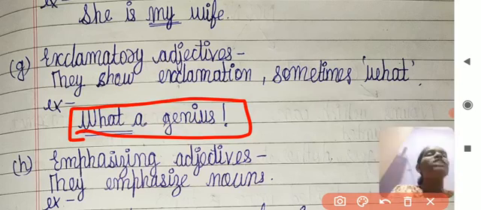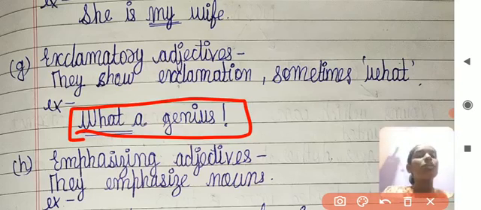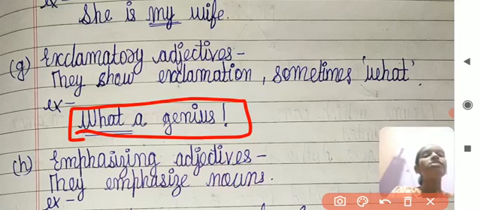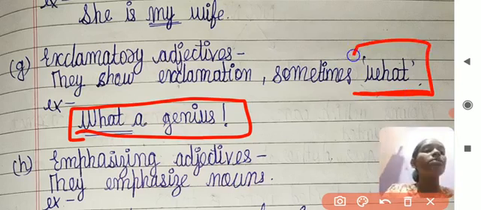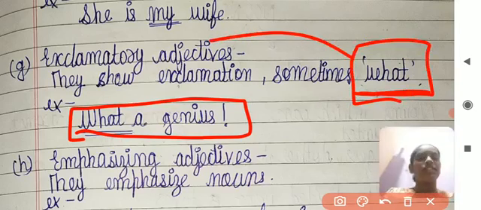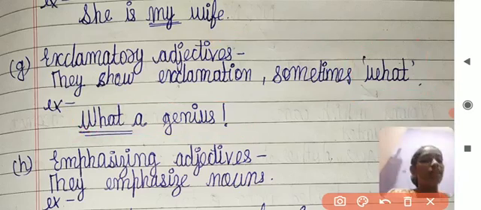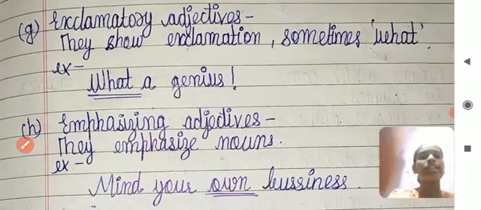But what a genius. It says more about a genius. That yes, he is brilliantly genius. Because here what is used to show that he is a genius of geniuses. It describes the word genius. So sometimes what can also be used as an exclamatory adjective. This is one of the examples where what can be used as an exclamatory adjective.